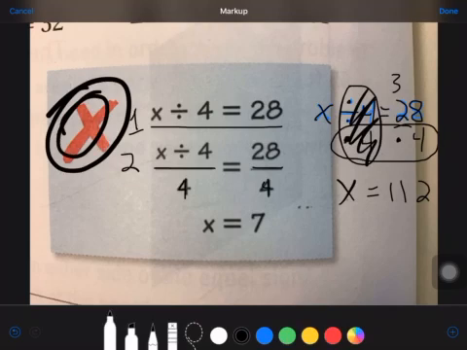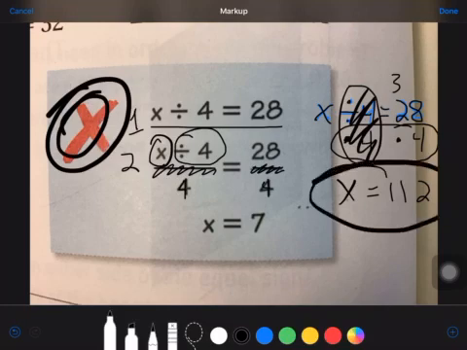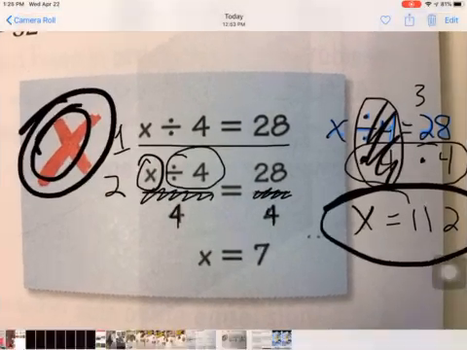But if we didn't know that, let's look at if dividing by 4 makes sense. If we want to get x by itself, what would we do? We would multiply by 4, not divide by 4. So the error that they made was they should have multiplied by 4 instead of dividing by 4. And when they multiply by 4, the correct answer that we get is x equals 112. Okay, I hope that one made sense.